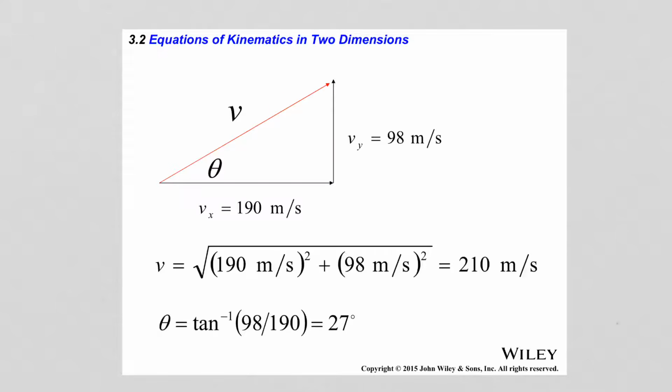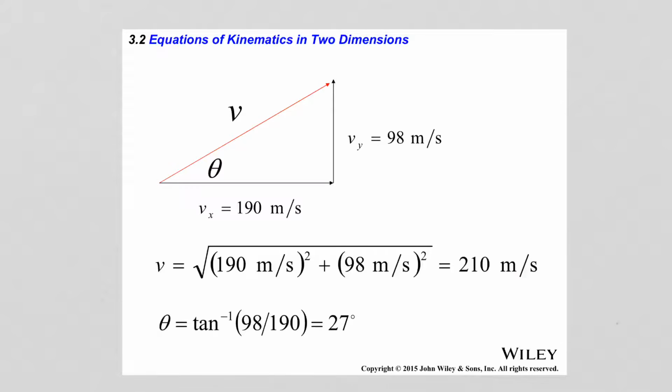And now I can use the Pythagorean theorem to find the magnitude of the final velocity V. And so the magnitude of the final velocity V is equal to the square root of the square of the x component plus the square of the y component, or the final velocity is 210 meters per second.